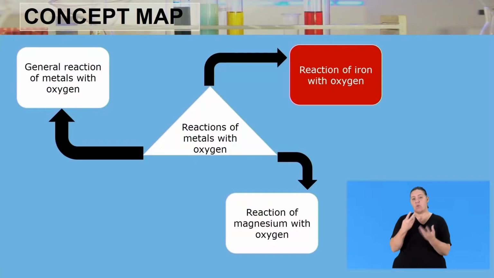So now we're just going to jump back into our lesson. Our first concept, we said that you're going to be looking at the reactions of iron with oxygen. Remember that our main idea is we are looking at the reactions between metals and oxygen. So we're going to start with our metal being iron.